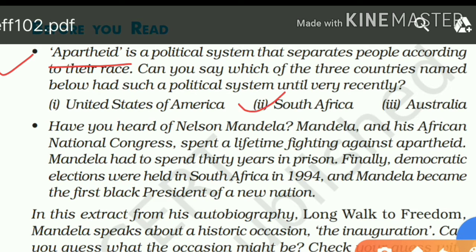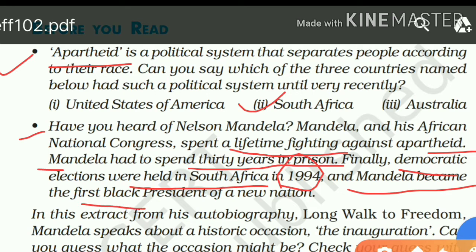Fine. Now we are asked, have you heard of Nelson Mandela? Mandela, with his African National Congress, spent a lifetime fighting against apartheid. Mandela had to spend 30 years in prison. Finally, democratic elections were held in South Africa in 1994. This is a very important date. And Mandela became the first black president of a new nation.